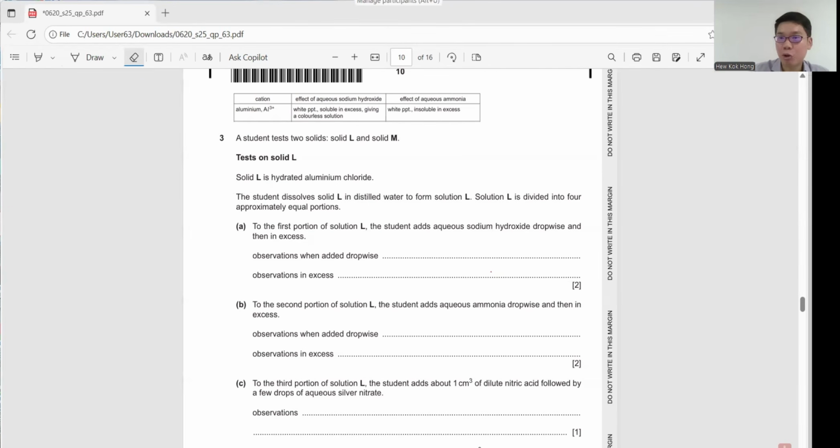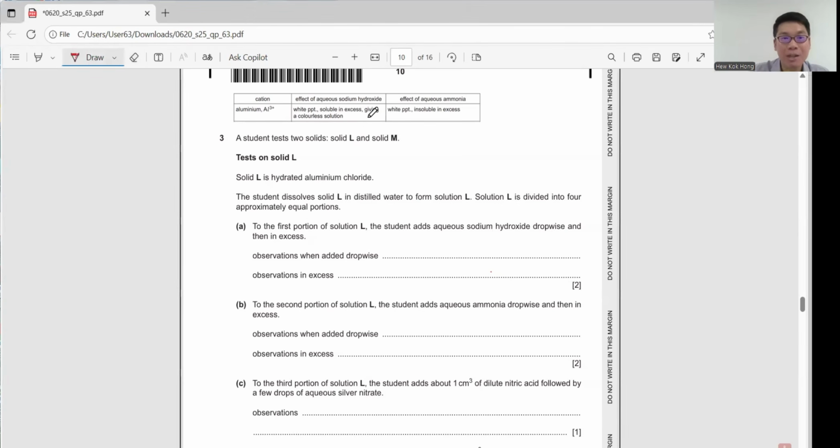Question 3 is about salt tests. They say a student tests two solids, L and M. L is hydrated aluminum chloride. It dissolves into solution and is divided into 4 portions. The first portion, the student adds aqueous sodium hydroxide dropwise and then in excess. So what is the observation when we add it dropwise and in excess?